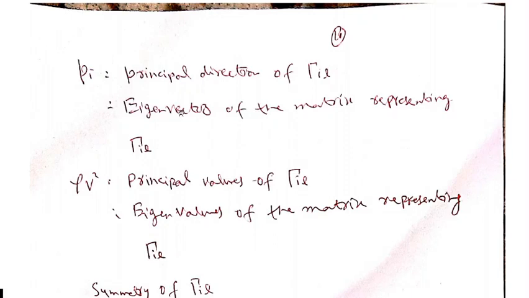Now p_i, what is p_i? It is the principal direction of gamma_il. Principal direction is basically the eigenvector. This is a unit eigenvector because we started from the unit eigenvector, and we say this is the principal direction. It is the eigenvector of the matrix representing gamma_il.